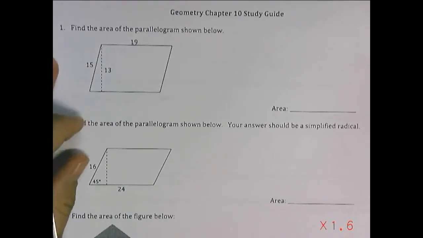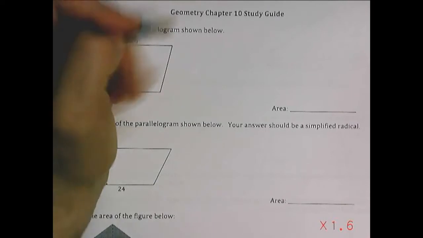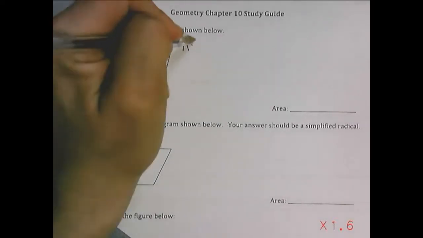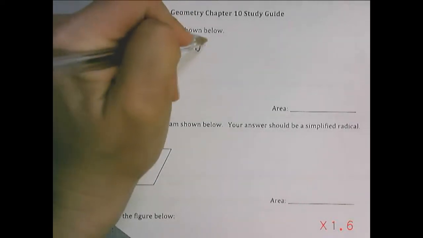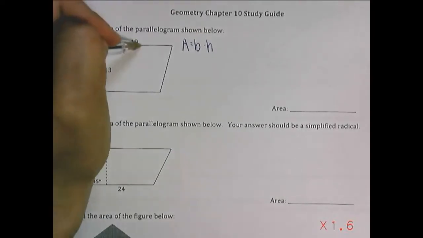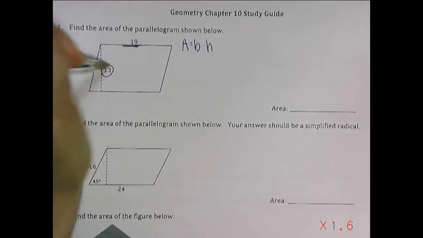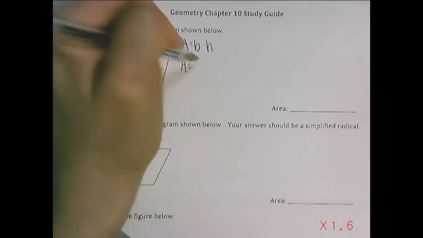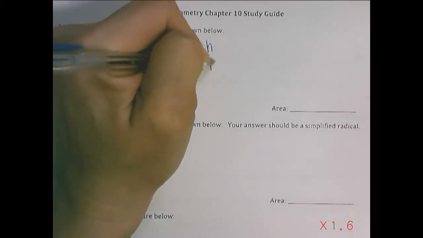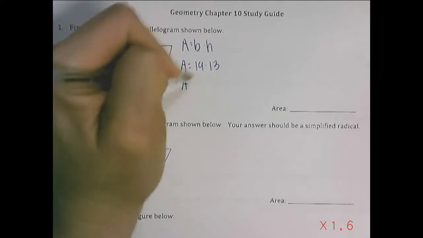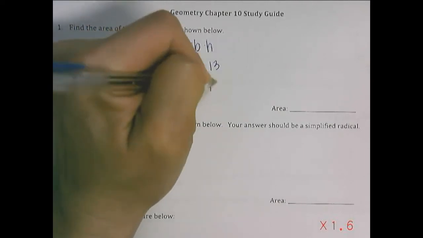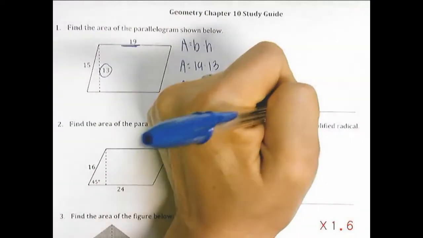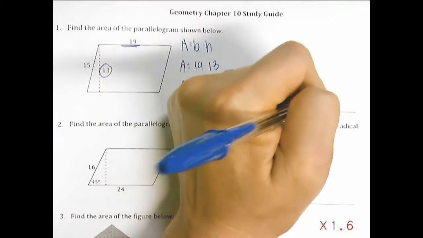So looking at number 1, this is a parallelogram, and the formula for a parallelogram is area equals base times height. So my base would be 19 and my height would be 13. I would do 19 times 13 and get 247. So my area would be 247 units squared.